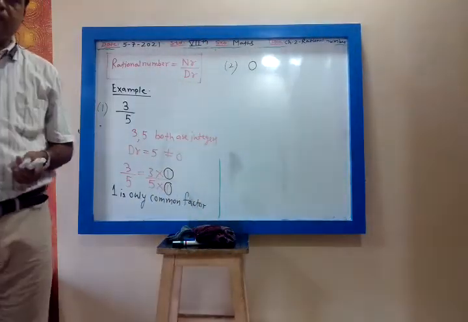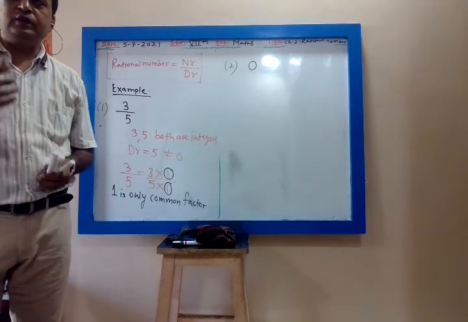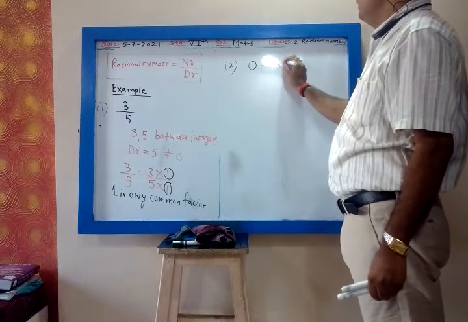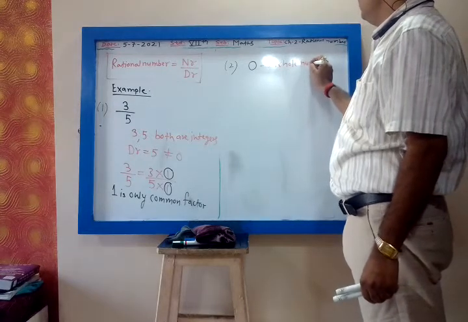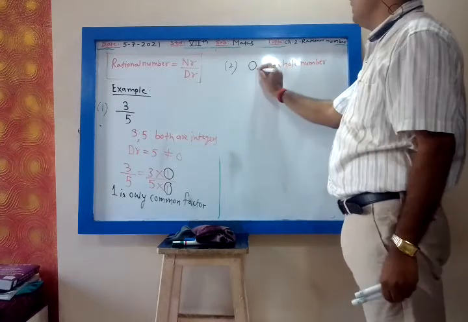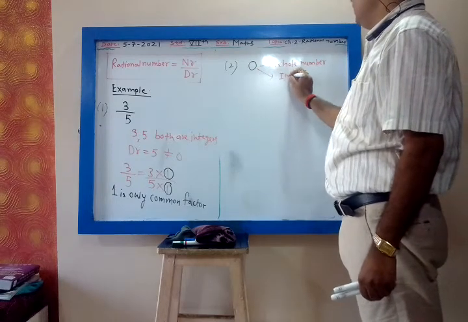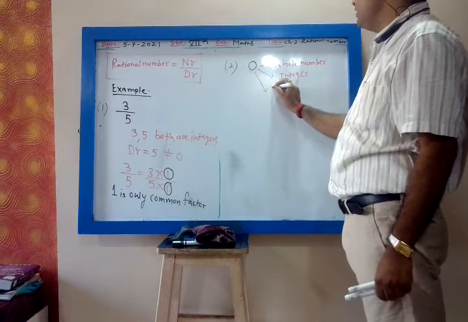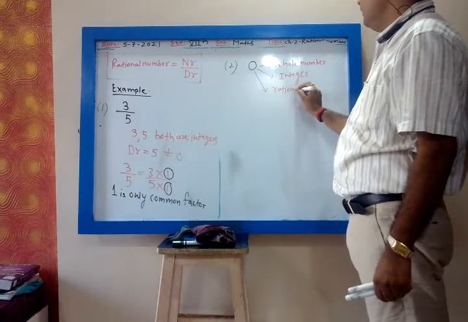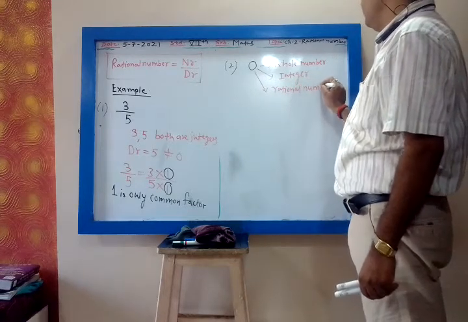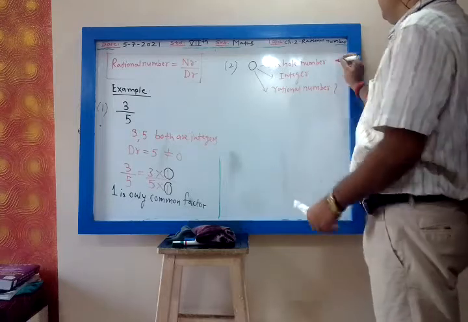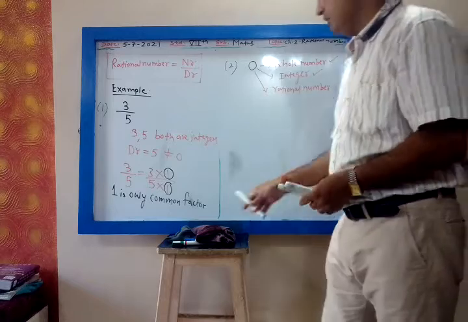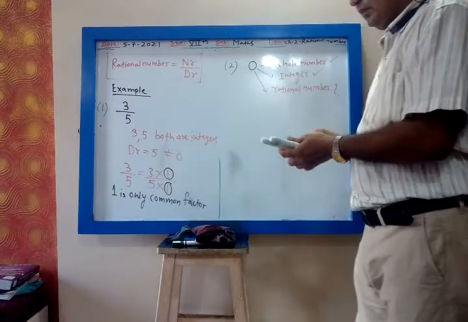What is 0? 0 is a whole number. 0 is an integer. This 0 is a whole number, and this 0 is also an integer. What about whether 0 is a rational number? There is a question mark. We have seen 0 is a whole number and 0 is an integer, but what about rational number? That we will see.